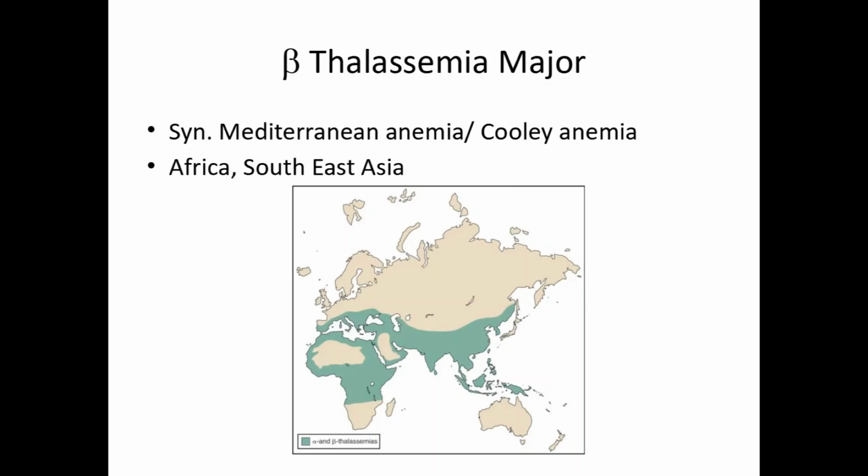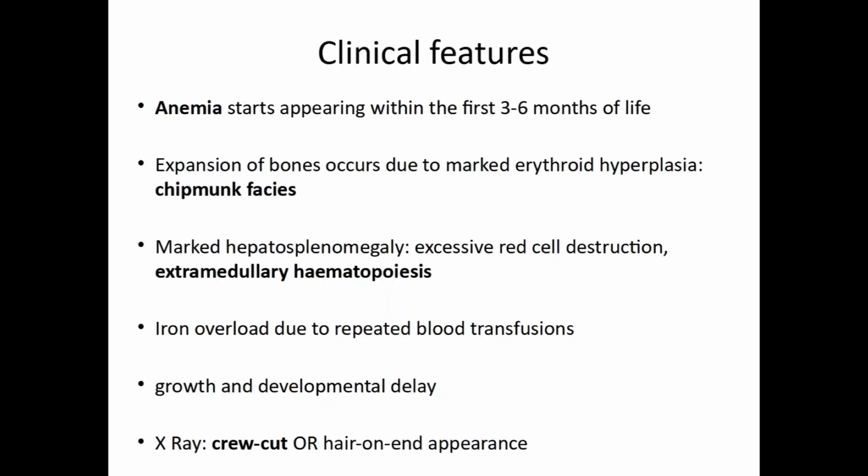Coming to beta thalassemia major, which is the severest form of beta thalassemia, the synonyms for this disease are Mediterranean anemia or Cooley's anemia, and the regions where this disease is seen are Africa and Southeast Asia, including India. Clinically, the patient first starts developing symptoms after 3 to 6 months of life, which is when normally HbA will take over from HbF.